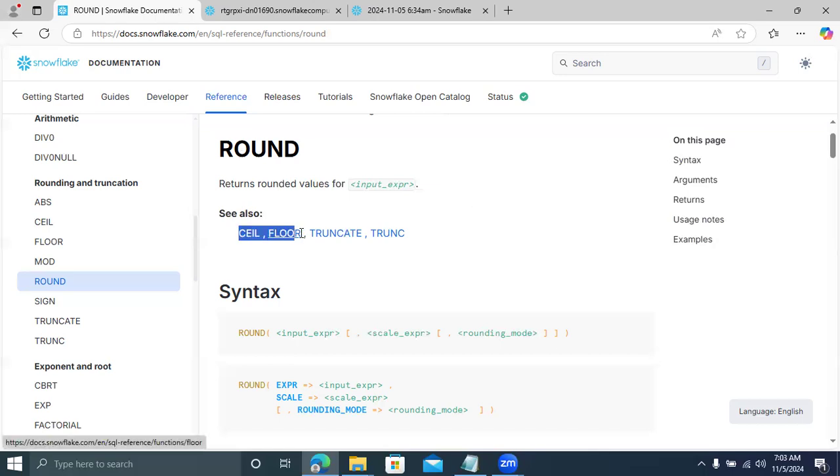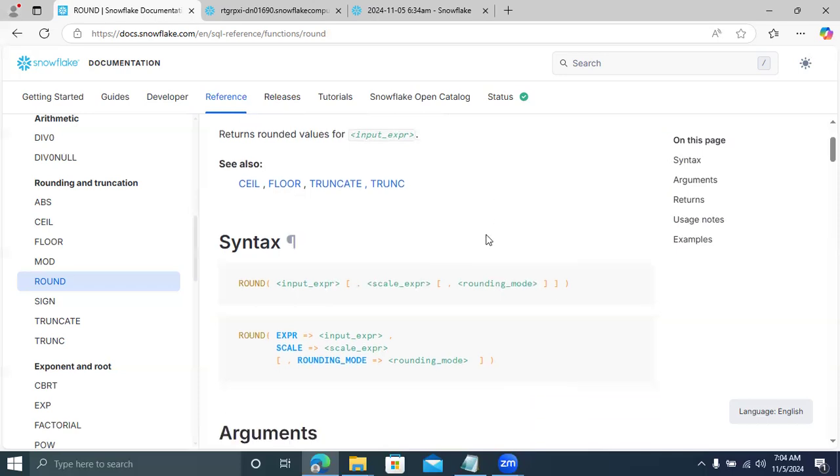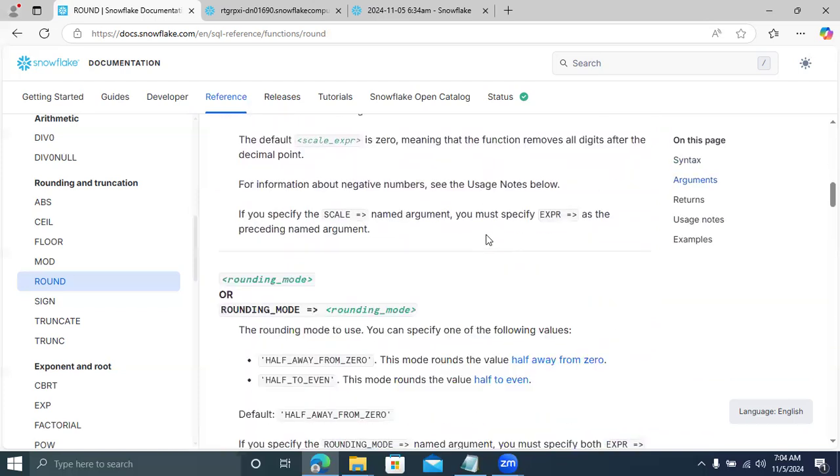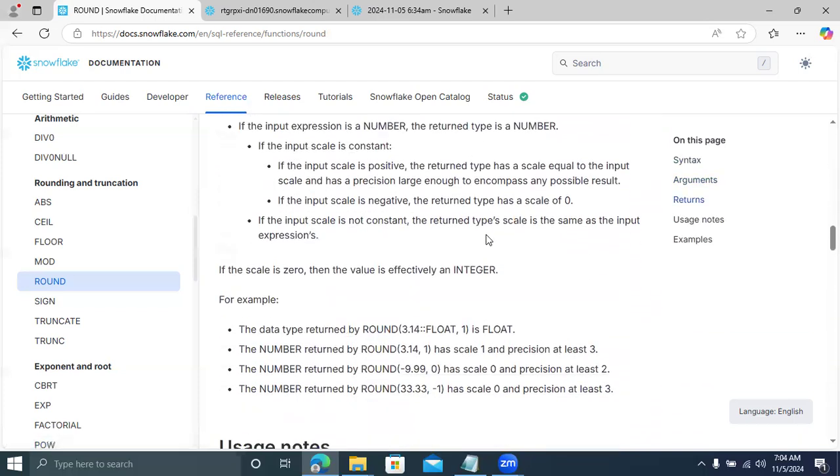Inside the round function, two functions are available. What are the two functions? Ceil and floor. What will ceil do? It will round to the nearest integer, the largest integer value. The floor will go for the smallest integer value, equal or smaller. But the round function will do both ceil and floor, depending on the value. We're going to see one by one, just to have examples.